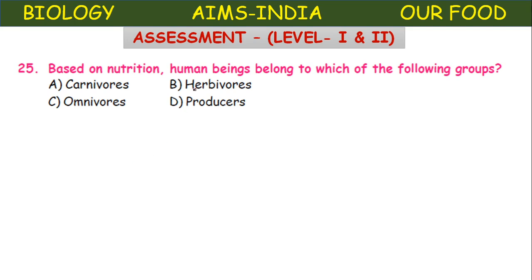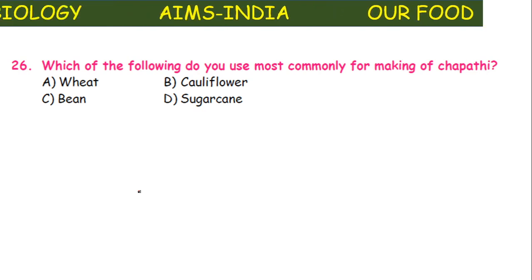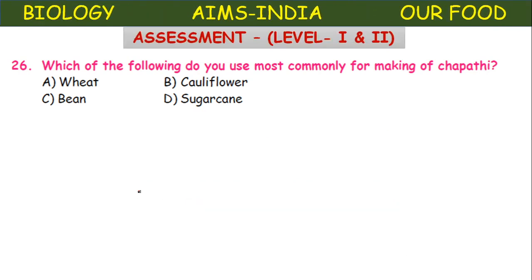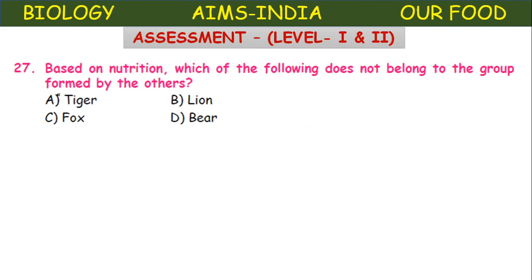Based on nutrition, human beings belong to which of the following groups? Carnivore, herbivore, omnivore, producer. We are omnivorous. We eat both plants and animal products. Which of the following do you use most commonly for making of chapati? Wheat, cauliflower, bean, sugar cane. We use the wheat flour for preparing the chapati most commonly.